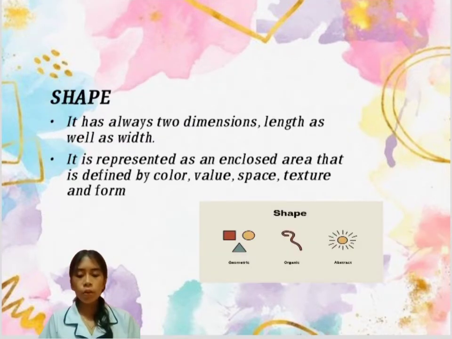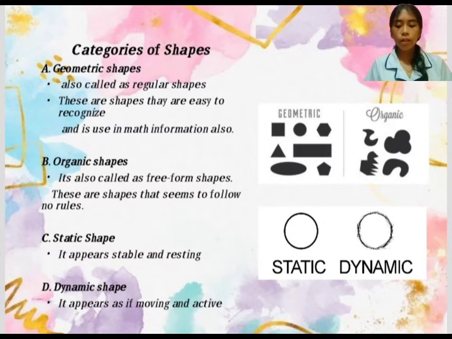Shape. It always has two dimensions, length as well as width. It is represented as an enclosed area that is defined by color, value, space, texture, and form. Categories of shape. Geometric shape, also called regular shape. These are shapes that are easy to recognize and are used in math information also. Organic shape. It's also called free-form shape. These are shapes that seem to follow no rules.